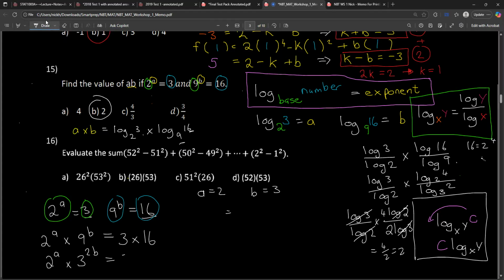We keep this as 3. But then we write the 16 as 2 to the 4. So what I've done here is I've made everything what we call prime factors. Okay, so get the prime factor. What's the smallest factor that you can make? So 16, the smallest would be 2 times 2 times 2. That would be the prime factors.